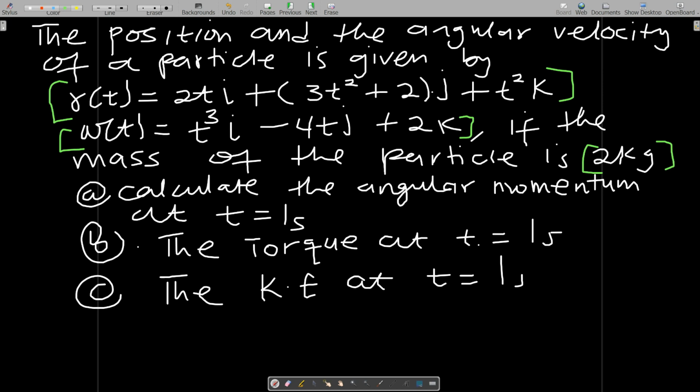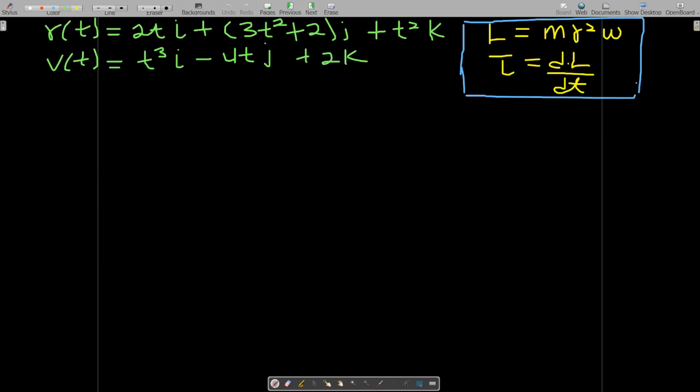You are supposed to calculate the angular momentum at time t equals 1, the torque at time t equals 1 second, and the kinetic energy at time t equals 1 second. Let's go ahead and write what we have. The mass is equal to 2 kilograms, and this is the formula we use to find the angular momentum: L is equal to m r squared omega.